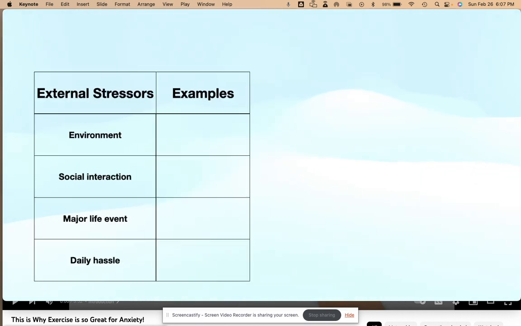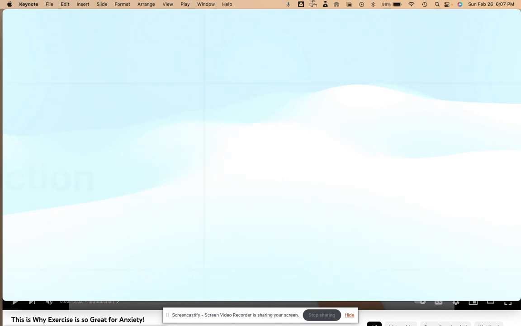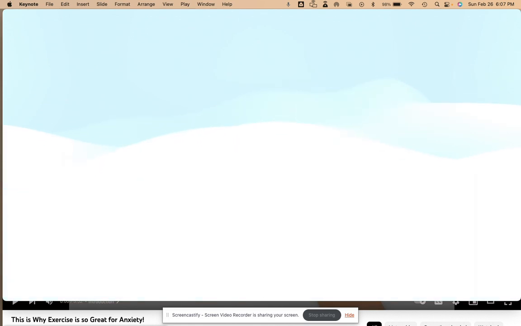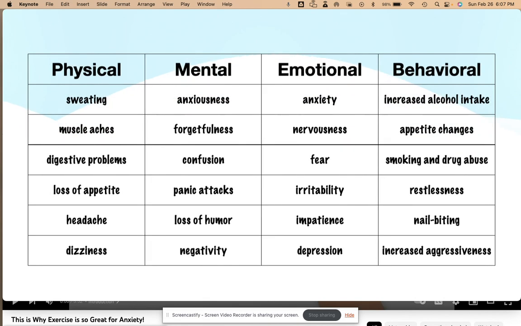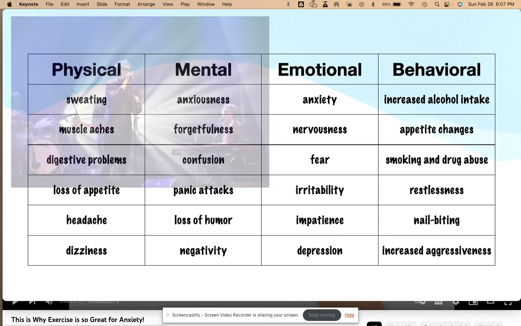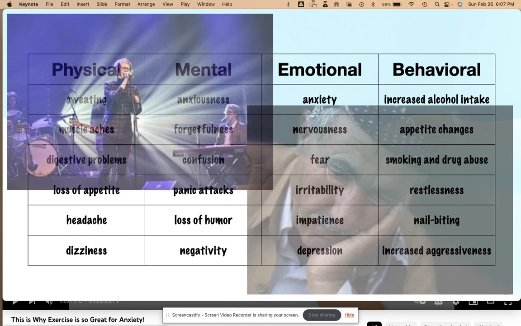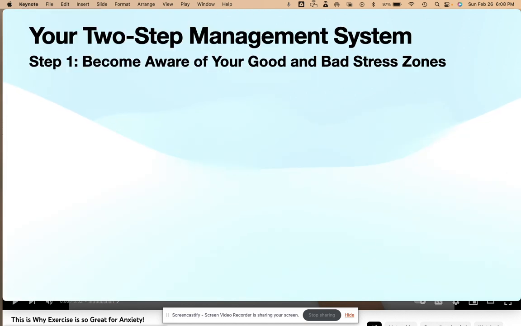Now, in the last lecture, I distinguished external and internal stress, highlighting specific stressors from both categories. We also detailed chronic stress and its physical, mental, emotional, and behavioral effects. In addition, we talked about the distinguishing characteristics of both good and bad stress. And now we're going to look at just how you might develop a two-step stress management system, and it's really quite simple. The first step in this system involves becoming aware of your individual good and bad stress zones.